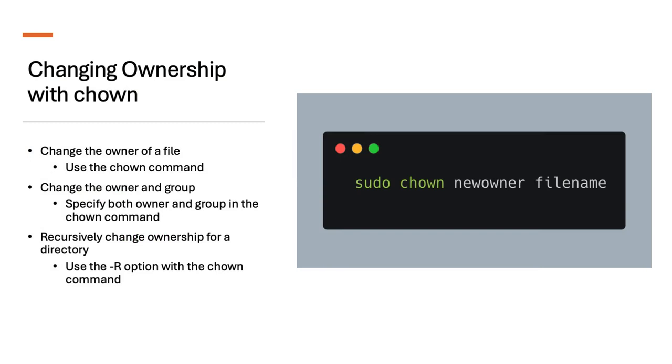These are the commands for changing file ownership. It includes changing the owner of a file, changing both owner and group, and recursively changing ownership for a directory using the chown command.